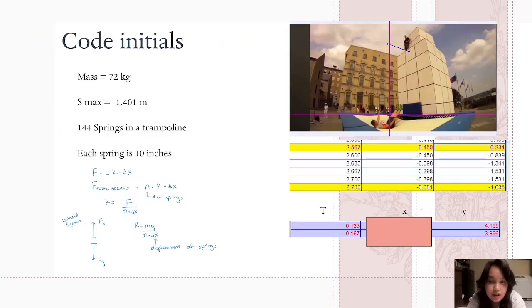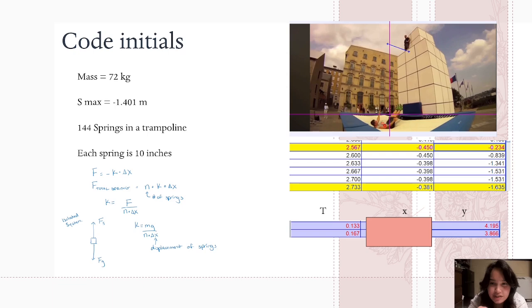Some initial values were based on approximations that I found. So based on what I found online, his mass could be around 72 kilograms. In a normal sports rectangular trampoline, there are about 144 springs, each being a length of 10 inches. To be able to find the spring constant, I used F equals k delta x, where F is the spring force, and I rearranged the equation to find the spring stiffness. Here, since we are only analyzing gravity and the spring as the only y direction forces, we could say that the spring constant is equal to the force of gravity divided by the displacement of the springs times the number of springs in that trampoline.